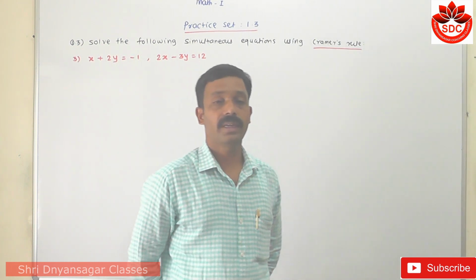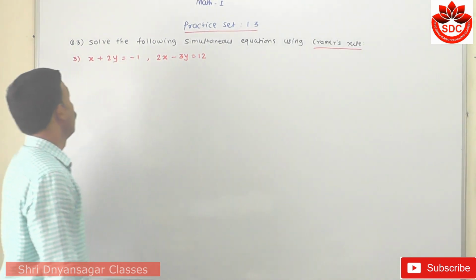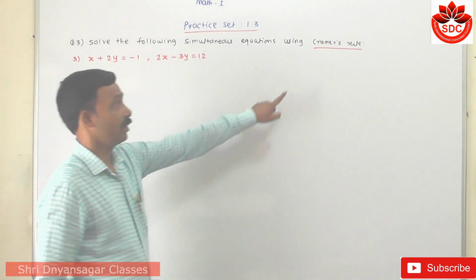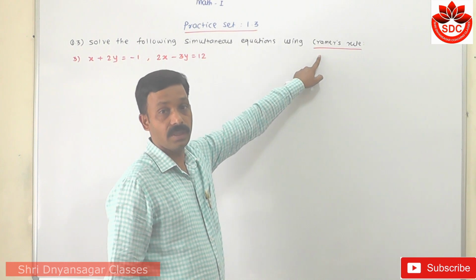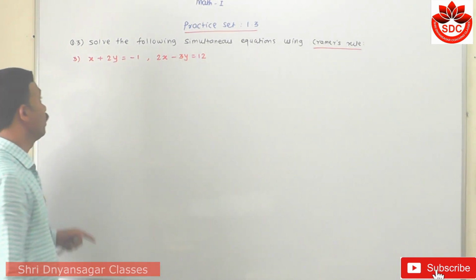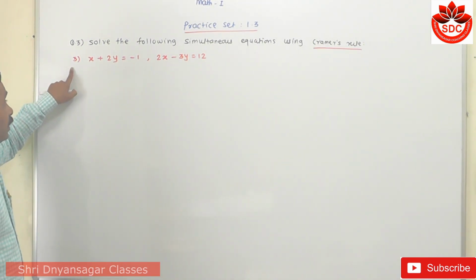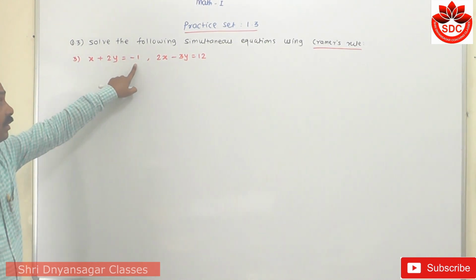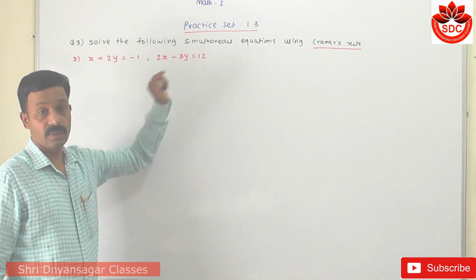Okay, now then take next question. Solve the following simultaneous equations using Cramer's rule. Now, the question third is x plus 2y is equal to minus 1, 2x minus 3y is equal to 12.